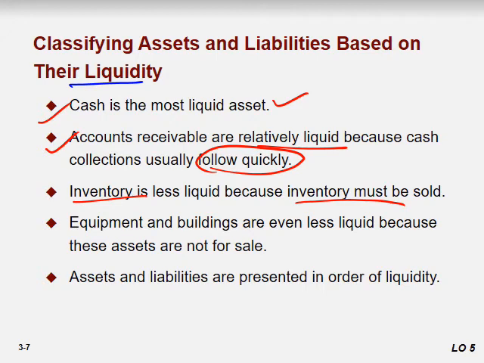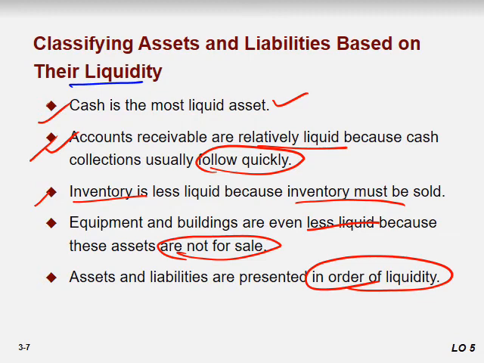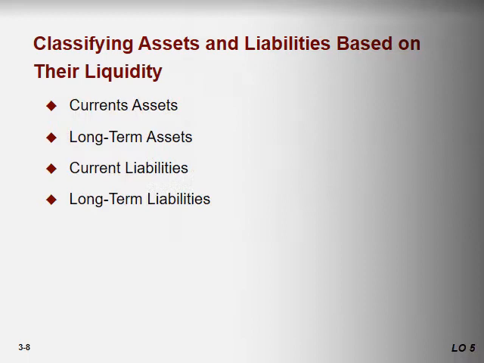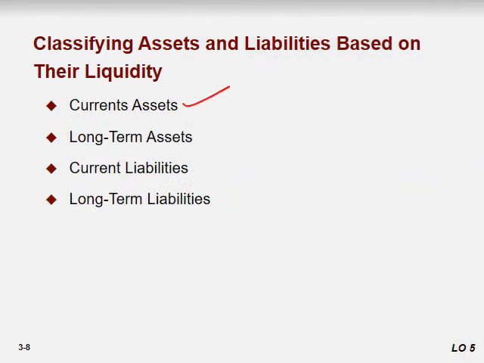And then comes the equipment and building, which are even less liquid because these assets are not for sale, and if we put them for sale, it takes more time than inventory, accounts receivable and cash. Assets and liabilities are presented in order of liquidity, so the most liquid assets come first. First of all, we write down the current assets and then the long-term assets. On the liability side, we write down first the current liabilities and then the long-term liabilities.